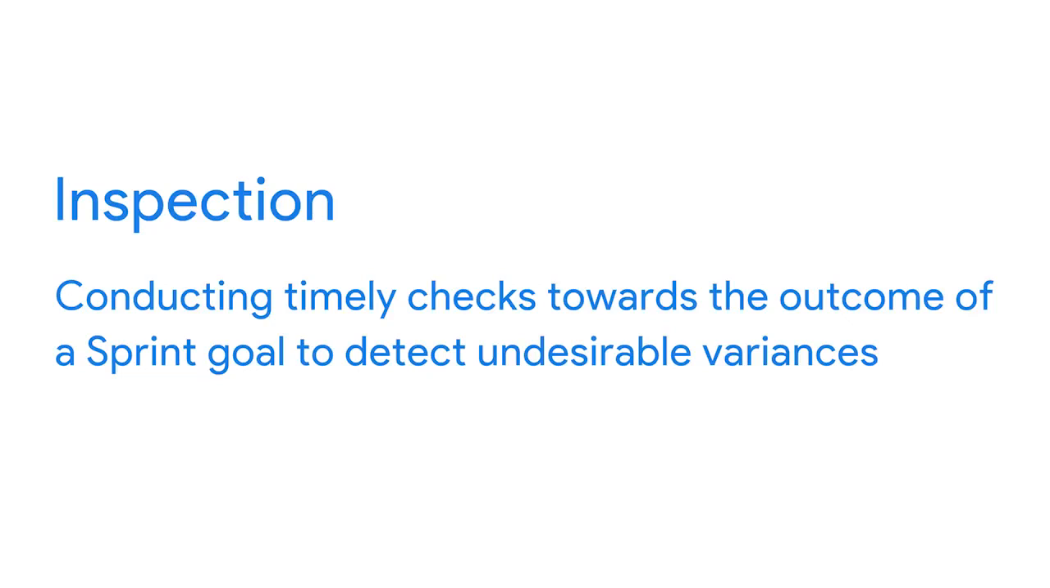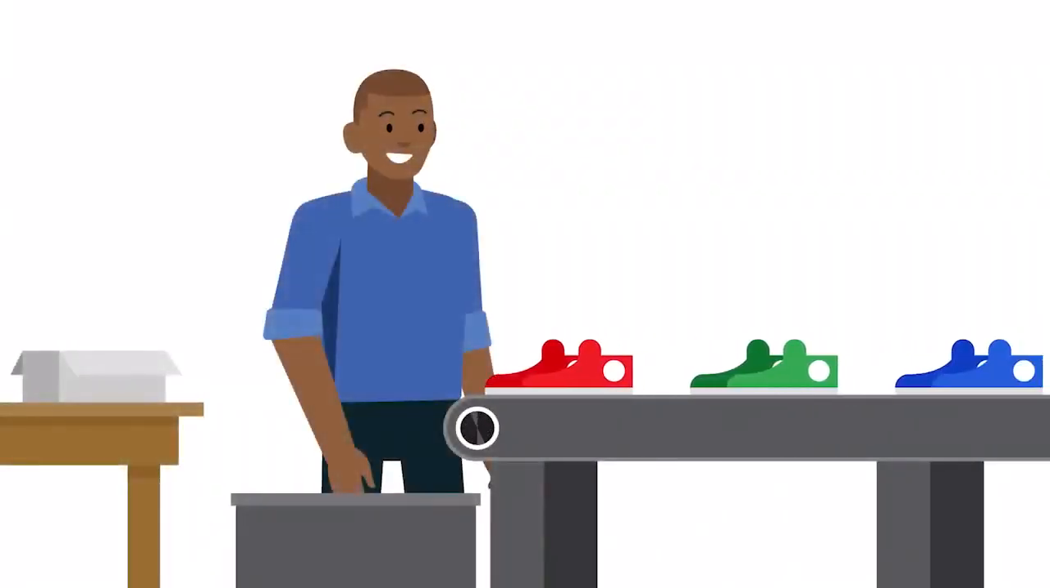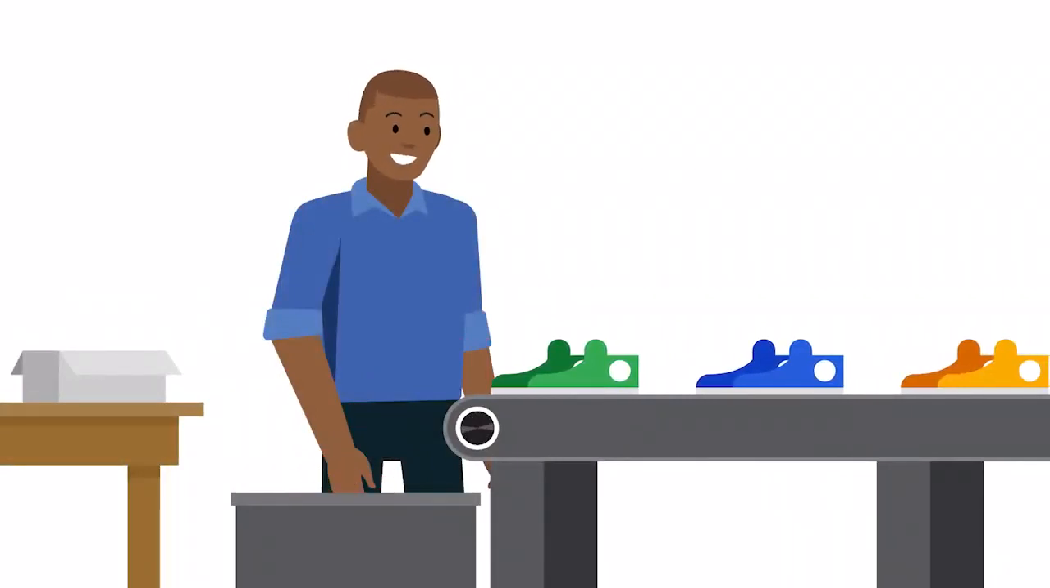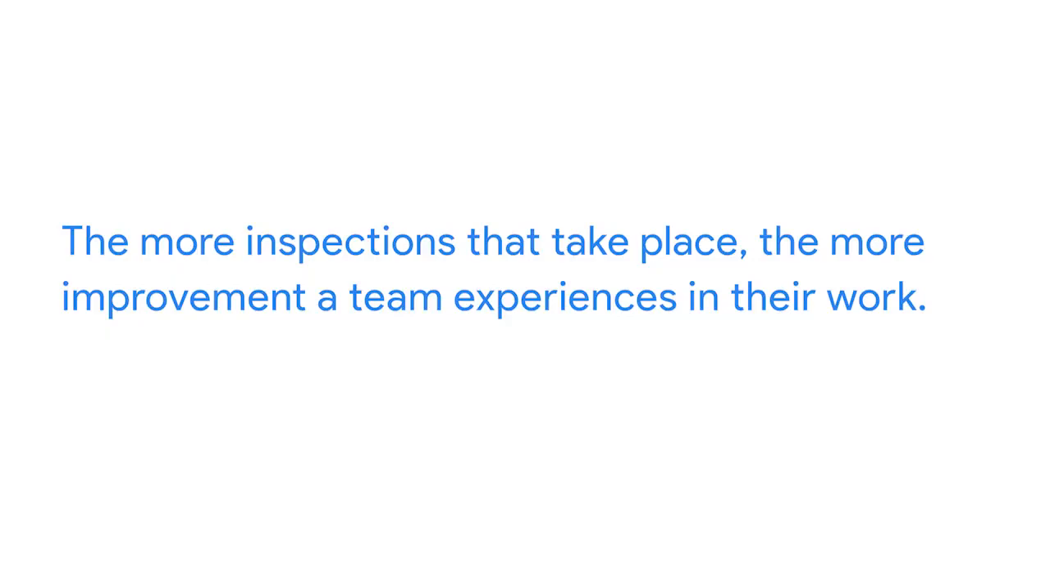The second pillar of Scrum is inspection. Inspection refers to conducting timely checks towards the outcome of a sprint goal to detect undesirable variances. This means that we're always checking in on our progress and deliverables so that we can detect any undesirable changes. When teams work in an agile way, a stakeholder review of their work is a necessary opportunity for growth and progress. The more inspections that take place, the more improvement a team experiences in their work. There's real value to be gained from deliberate inspection while you have a chance to change and improve. Inspection also propels our next pillar, adaptation.